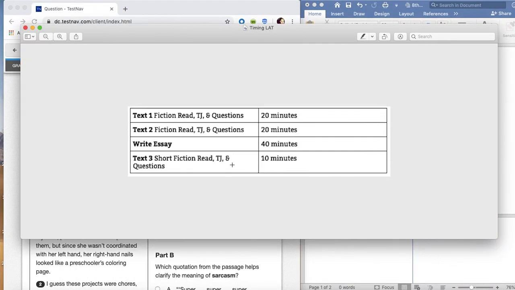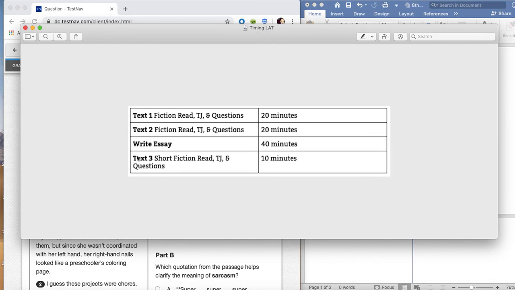Let's quickly review the pacing guide for Unit 1. We know that we're going to have 3 texts and an essay. In general, for the first 2 texts, you should spend about 20 minutes. So you're going to read the text, complete your thinking job as you go, and then answer the questions, which should take about 20 minutes. Do the same thing for text 2, about 20 minutes for that. And then you're going to want to leave about 40 minutes to write your essay. Your essay will be on these 2 first texts.